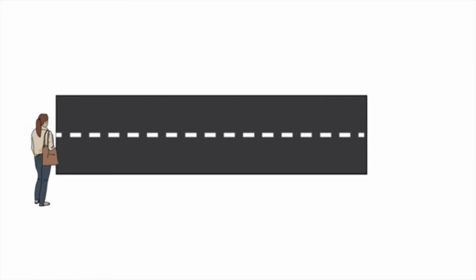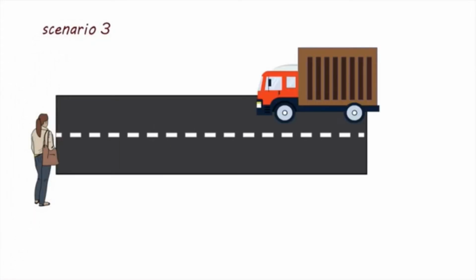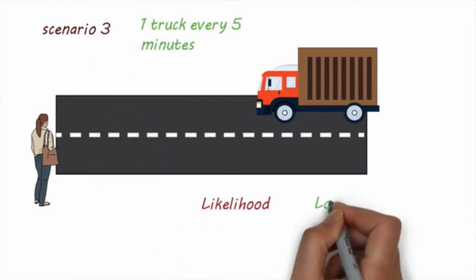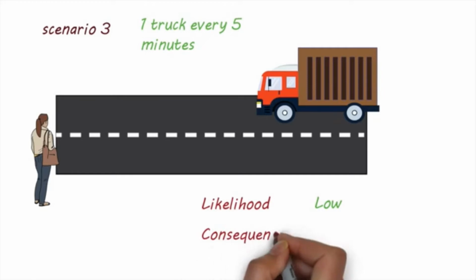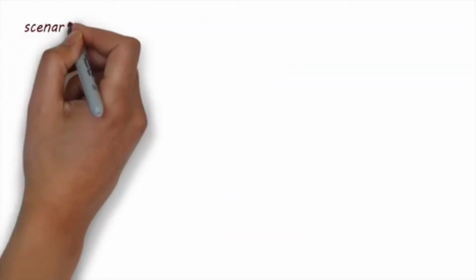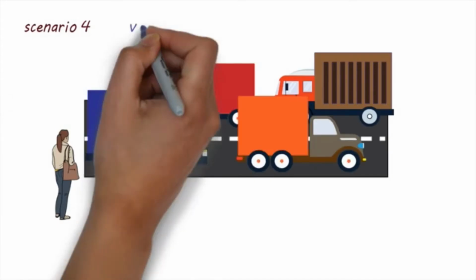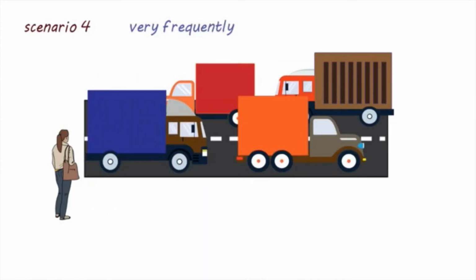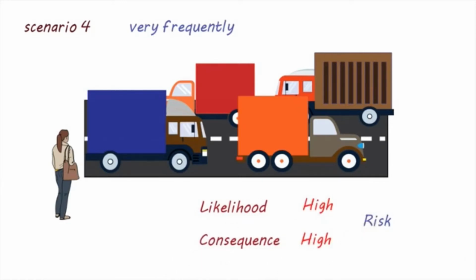But what if things were different? Let's change that bicycle to a truck. Now, with a truck passing every 5 minutes, the likelihood of a crash would still be low. However, the consequence is far more severe. Now, imagine if it was a busy truck route and trucks were going on this road very frequently. In this scenario, both the likelihood of a crash and the consequence will be high, which means that the overall risk would be high. You wouldn't even consider crossing this road, right?